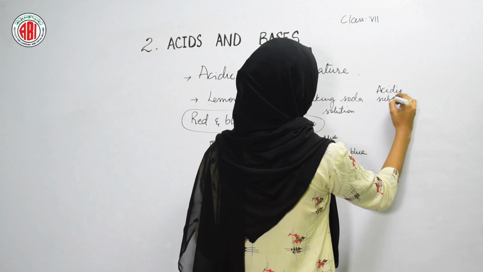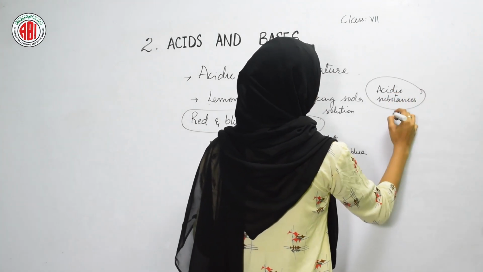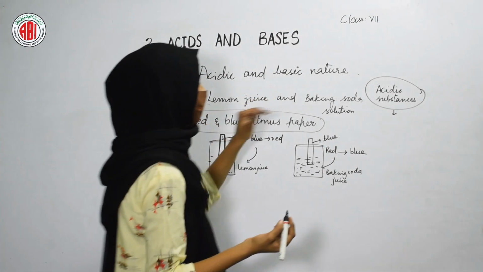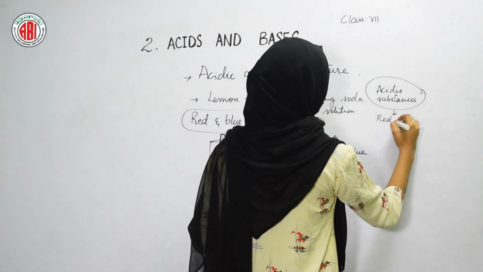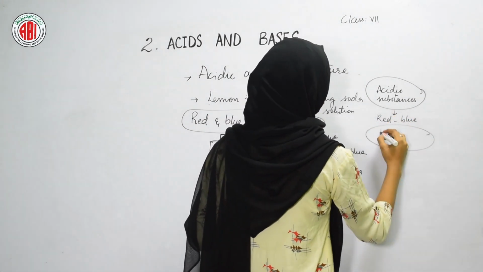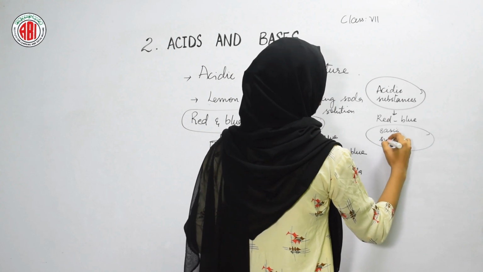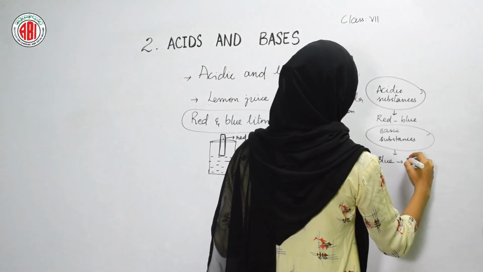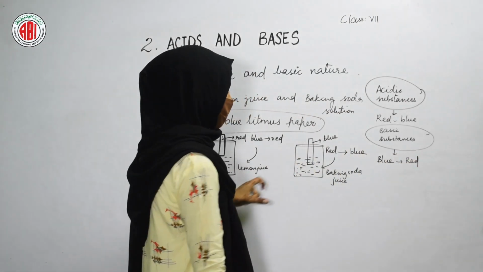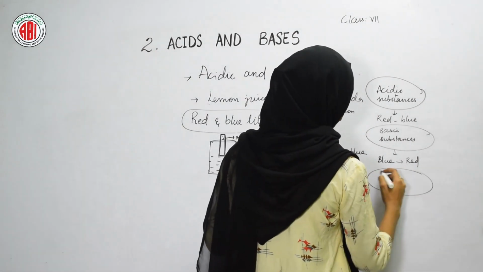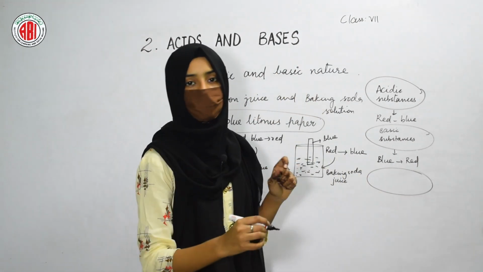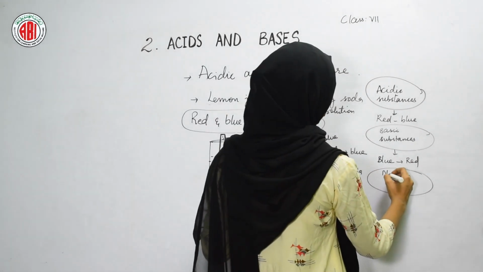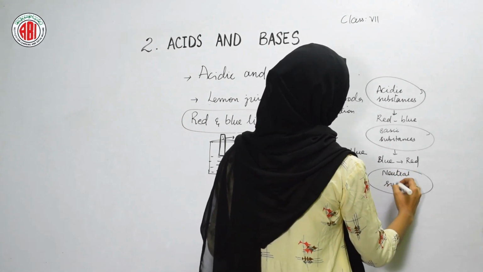Acidic substances are the substances that change blue litmus paper to red color. That type of substances are called acidic substances, and basic substances are the substances that change red litmus paper to blue color. These are called basic substances, and there are some other substances that neither change the color of blue litmus paper nor change the color of red litmus paper, and that type of substances are called neutral substances.